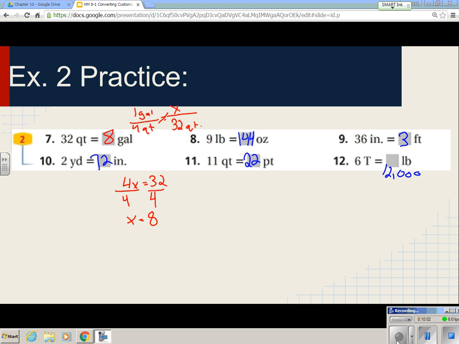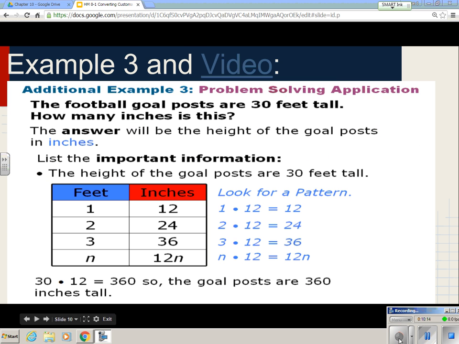And here are the answers you should have received setting up your proportions. If you got them all right, give your neighbor a high five. And of course, we're going to look at these as if we had word problems to solve, because you'll have these scenarios in real life situations. So let's look at one. It says the football goalposts are 30 feet tall. How many inches is this? Now, I believe nowadays goalposts are actually a little taller than that, but this is good, easy math.